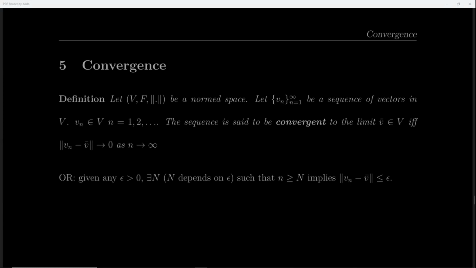Let (V, F, ‖·‖) be a normed vector space, and let Vn, for n from 1 to infinity, be a sequence of vectors in our vector space. Then this sequence is said to be convergent to a limit, v bar. Notice that v bar has to be an element of the vector space itself. And as n goes to infinity, the norm between Vn and v bar should go to 0.